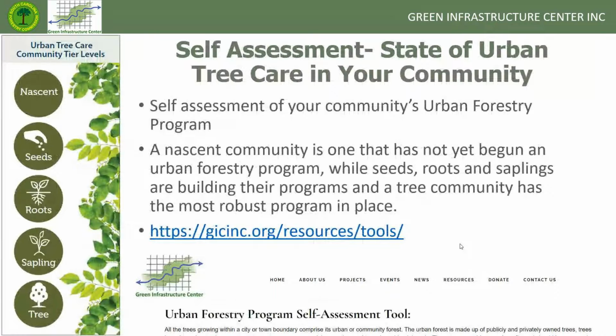And then another element that came up in our research and then talking to communities is that communities weren't sure when they were ready to create a plan. So we created this tool. It's a self-assessment tool. It's available on our website at that link. You can download it there. And essentially you go through and answer a set of questions and you'll come out with a score at the end that will put your community into one of these categories from nascent to tree, with a nascent community being one that is just beginning an urban forestry program, while a tree community would have the most robust program in place.